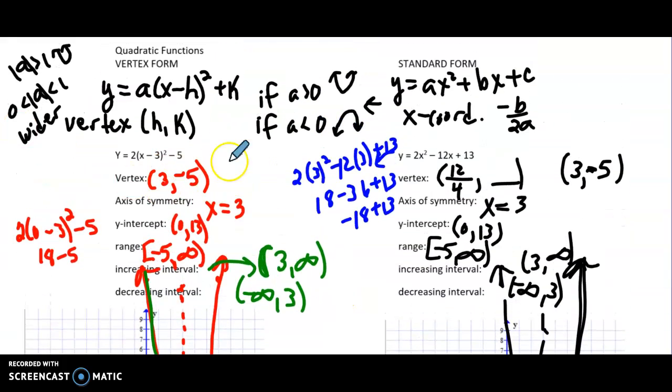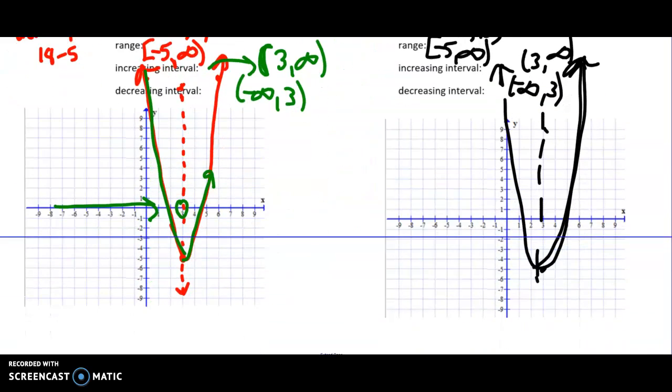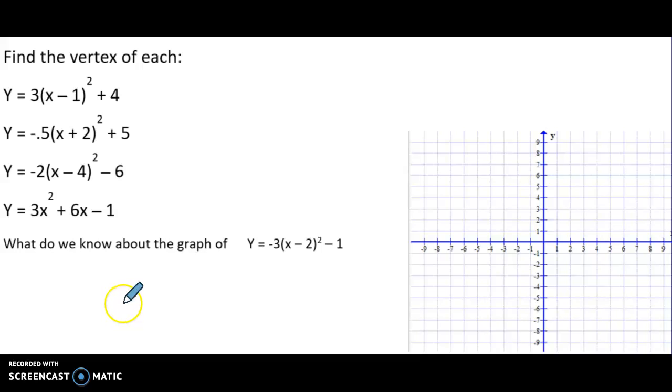Okay, so those are our two forms. Vertex form, standard form. The process is a little different depending on what form we have. However, these are still the same things I'm going to ask for. What's the vertex? What's the axis of symmetry? Where's it crossing the y-axis? What's the range? Where am I increasing? Where am I decreasing? Depending on what form you're given, that will decide the process. Okay? So let's find the vertex of each of these.